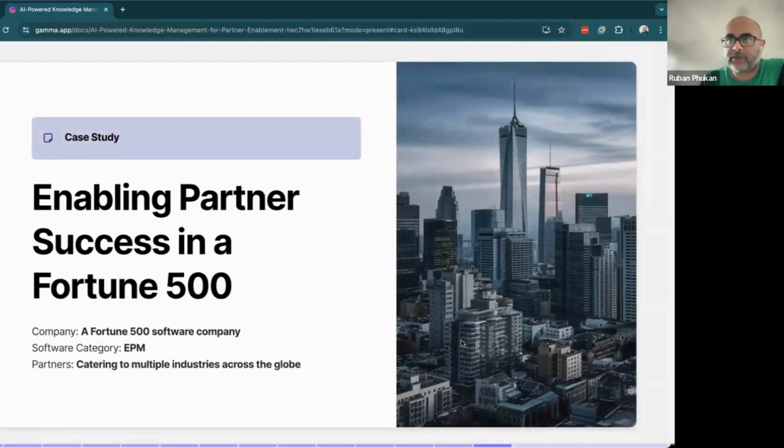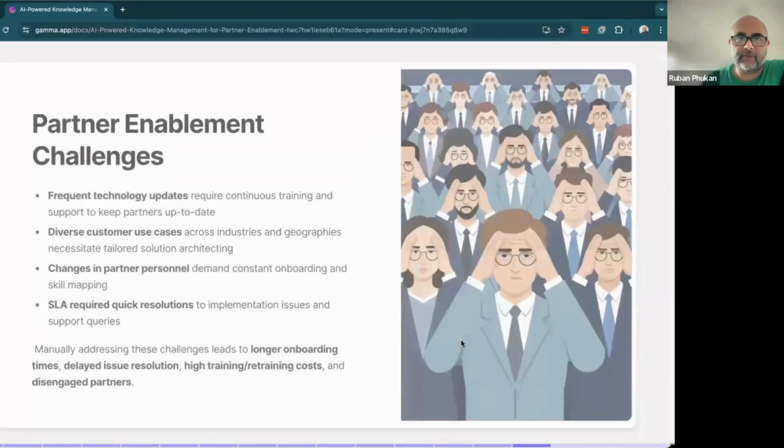So I just wanted to quickly touch upon a case study of a partner enablement use case that we worked on with a Fortune 500 software company. This company works in enterprise performance management software, which is largely implemented through partners. And their partners cater to multiple industries across the globe.